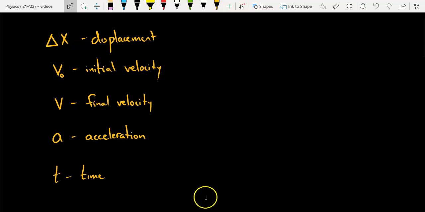So there are the 5 motion variables that we're always going to be using, right? Delta x, remember that is change in position. That's what we call displacement. And then obviously if something's accelerating, it's going to have 2 different velocities. So we got an initial velocity and a final velocity. We have an acceleration, and there's always time involved. So here are our 5 different variables, and then there are 4 different actual kinematic equations that we're going to use to represent all of this motion.